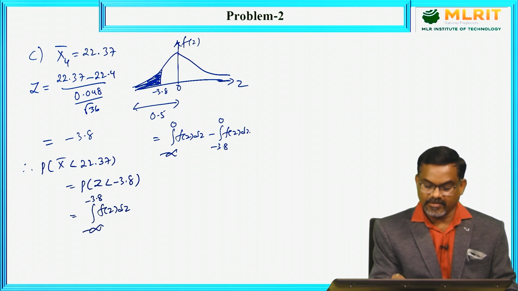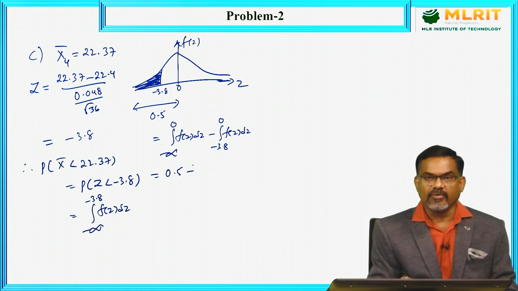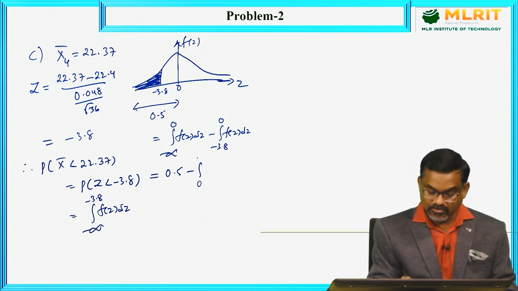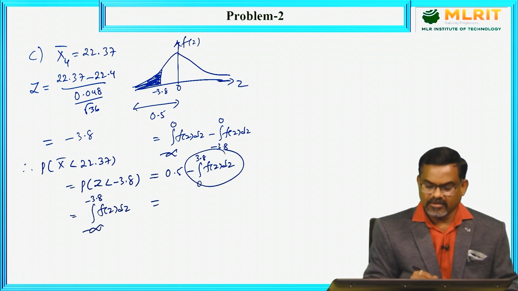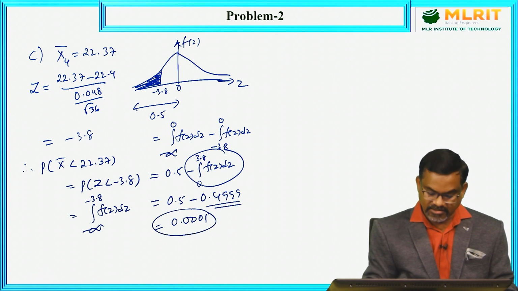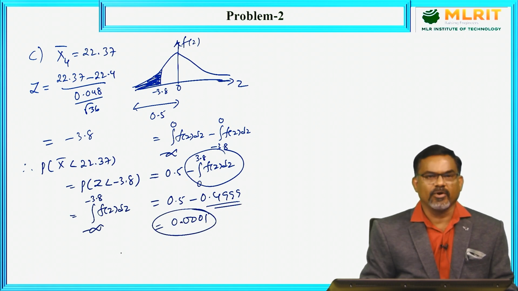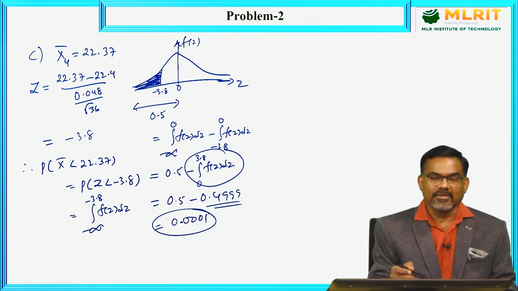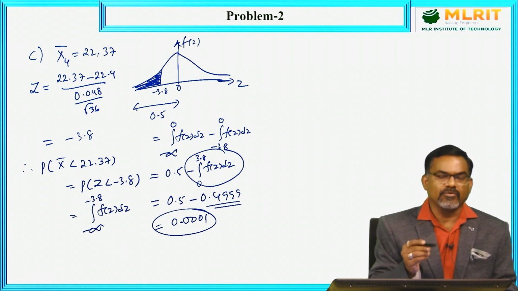So, this is 0.5, and we know that the negative portion is equal to the corresponding positive portion since the curve is symmetric. This is equal to 0 to 3.8 f of Z dz, and we can find this region using the standard normal distribution table. And the area from 0 to 3.8 is given by 0.4999, and the final result is again very low probability, 0.0001. And this is the probability that a random sample can have the mean less than 22.37.